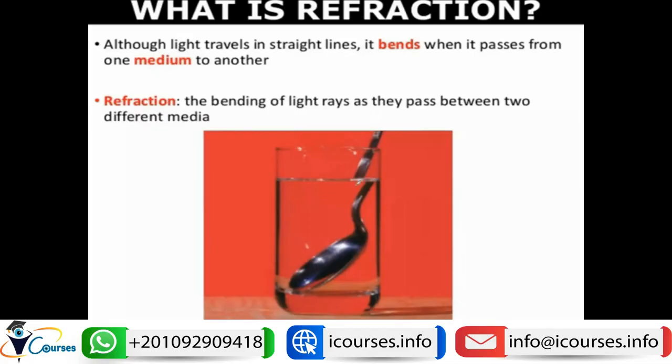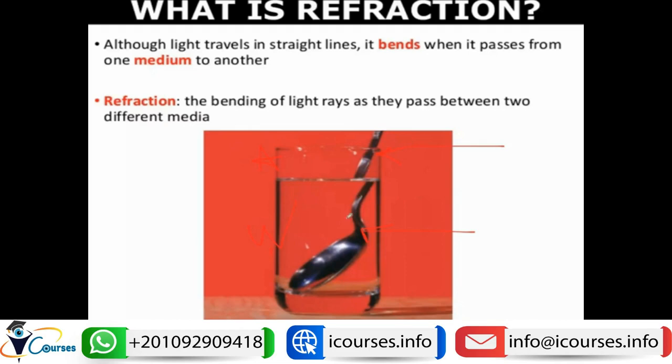Here, if we look at this spoon, you can see it is bent. Is it actually bent? No, it's just that your eyes see the spoon as bent because light rays passing through the spoon from here and from here pass through different refractive media. Here is air and here is water.